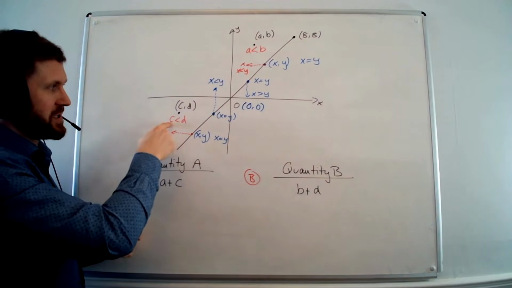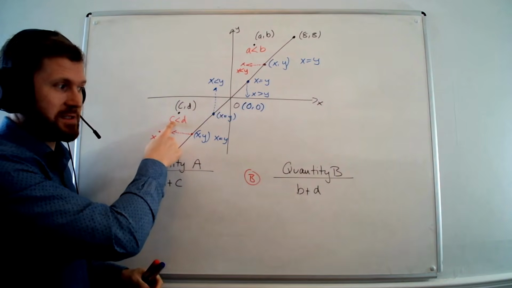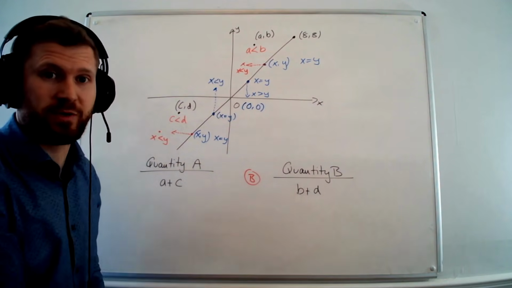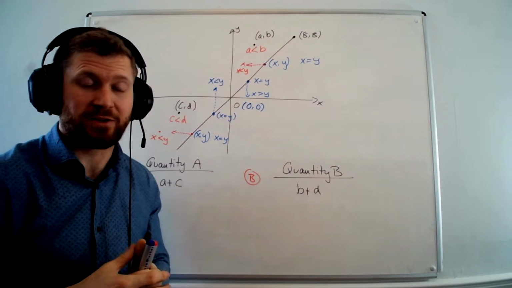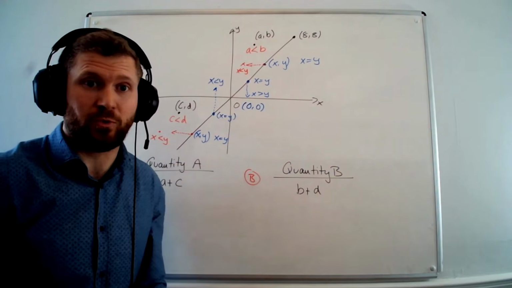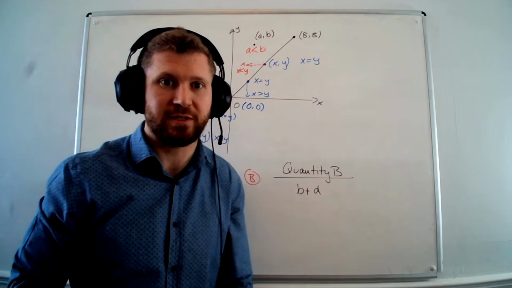You can figure out some relation between the coordinates on that side of the line, and that's enough to get through this problem. As I said, very little algebra in this one. We didn't actually do any calculations. It's just figuring out what happens as you move around the coordinate grid.